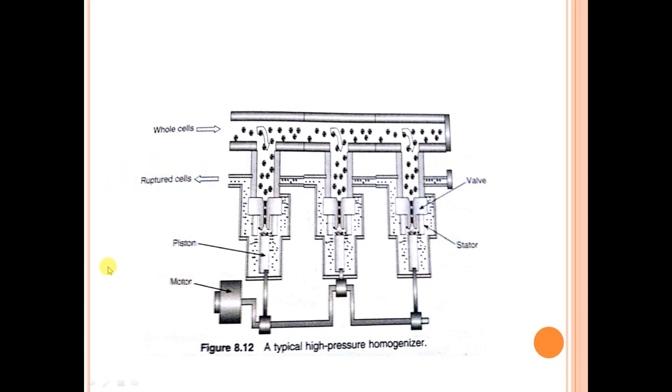All this can be collected, and then you can do a solid-liquid separation and process the supernatant. So in this way, you can use a high pressure homogenizer in a batch mode or in a continuous mode. In industries, this kind of continuous system will be used so that you have a lot of product coming out which can be processed.